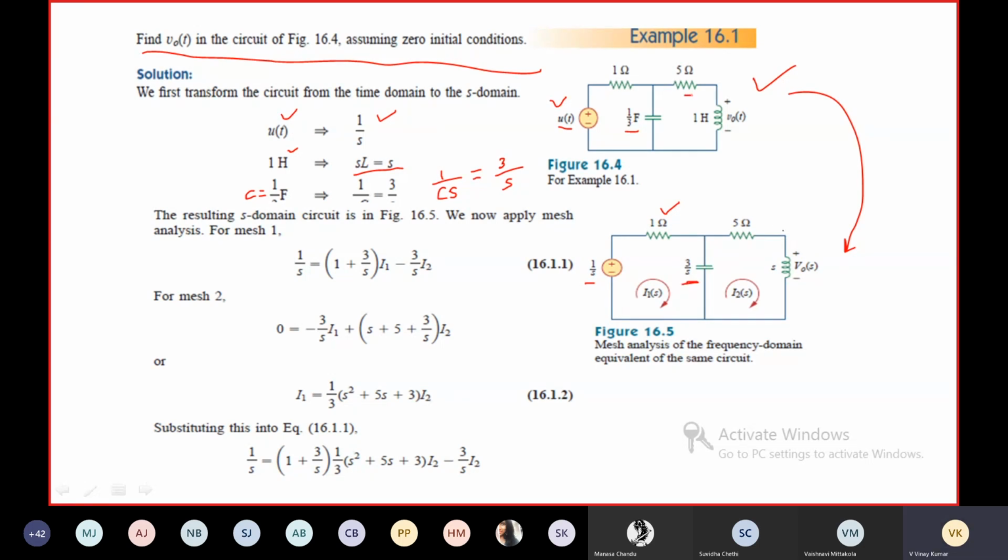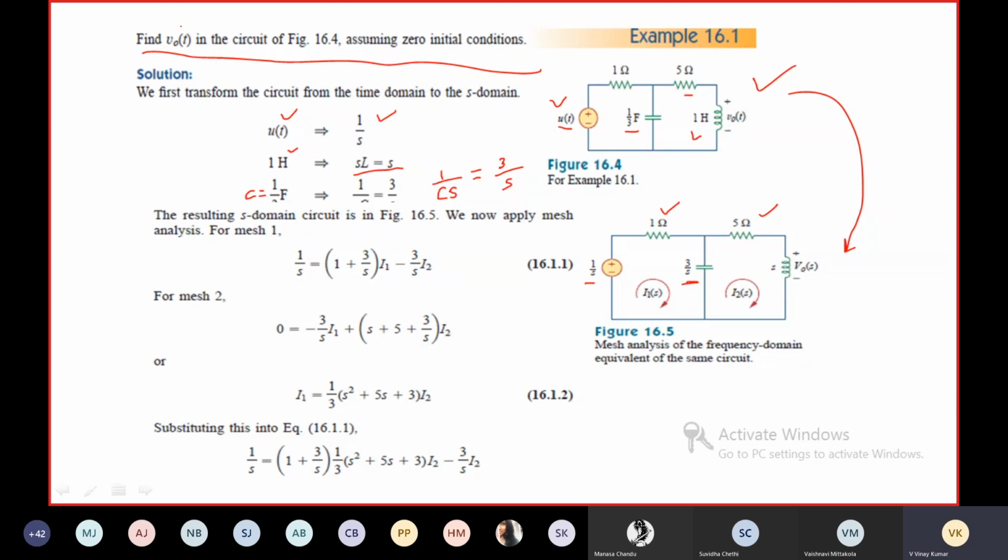Resistance doesn't change. 5 ohm in time domain is 5 ohm in S domain also. Okay. Coming to this inductance, 1 Henry means L. L means SL. S into L. Here L value is equal to 1. So simply S. Now you apply KVL around this loop.